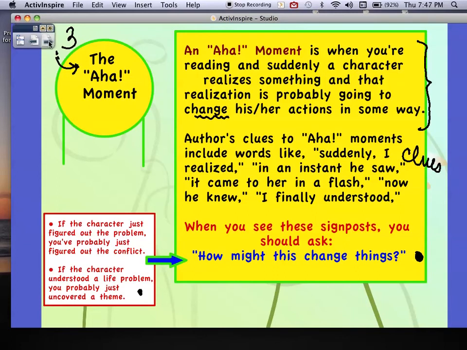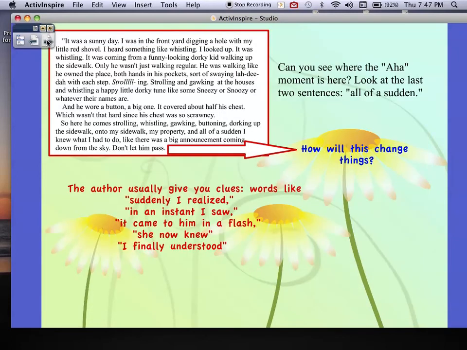Okay, look at an example. This is from a text, and I forgot to quote the source. I'll have to go back and let you have this in class. This is a direct quotation. It was a sunny day. I was in the front yard digging a hole with my little red shovel. I heard something like whistling. I looked up. It was whistling. It was coming from a funny-looking dorky kid walking up the sidewalk.